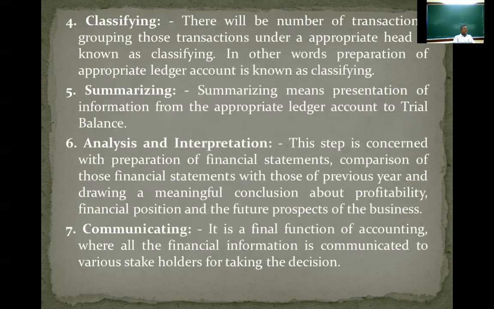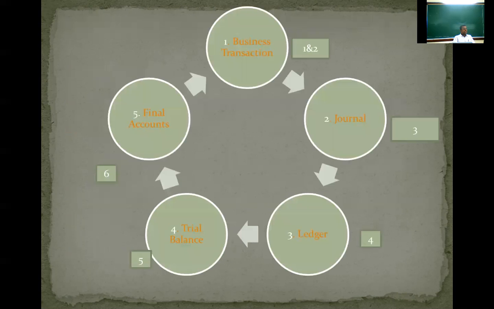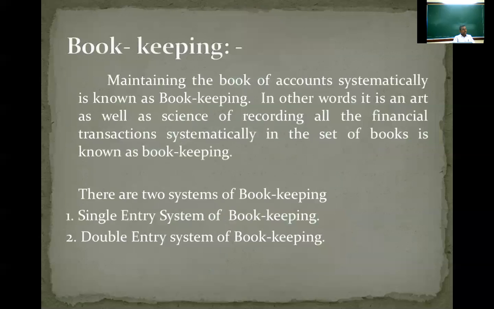Further, it is about the accounting cycle. As we all know, there are 5 phases in the accounting cycle, which begins with the business transaction, followed by preparation of journal, then preparation of ledger, then preparation of trial balance, and ends with preparation of final accounts or financial statements of the company.